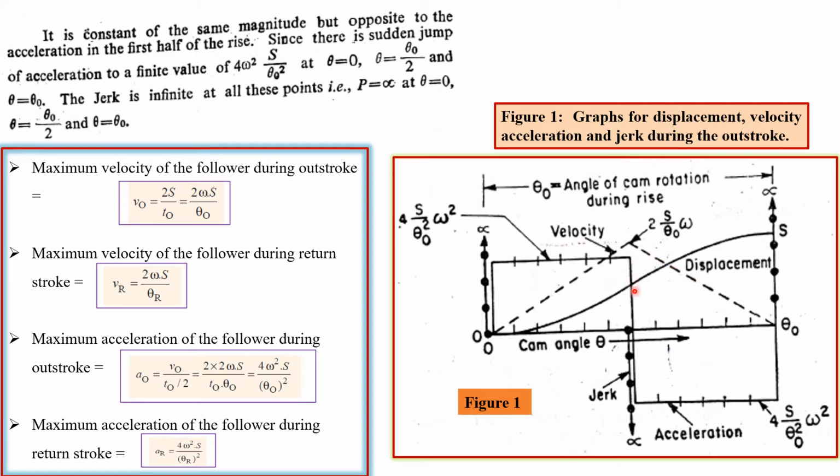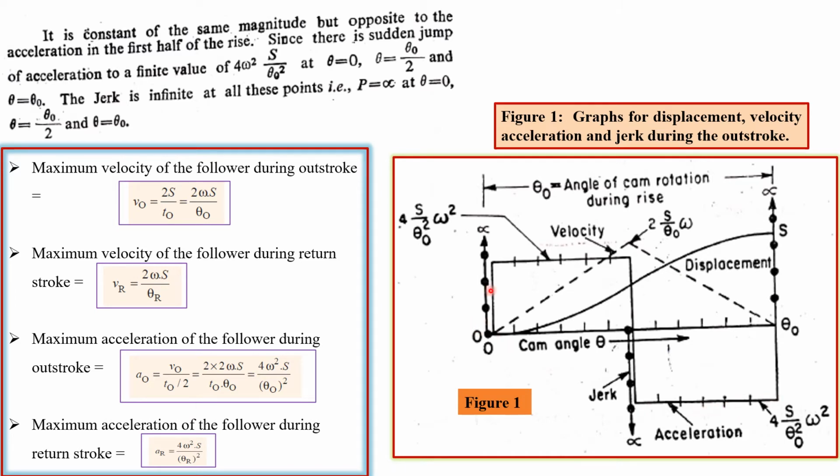So all of a sudden the acceleration changes its sign. It becomes a retardation case now. So there is a deceleration of the follower. Again, this deceleration is constant. So its velocity continues to decrease by equal amount in equal time interval. So acceleration is again here a constant.